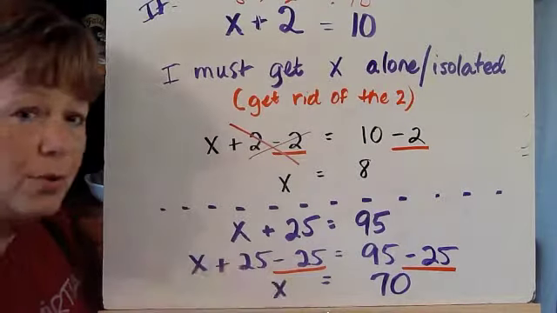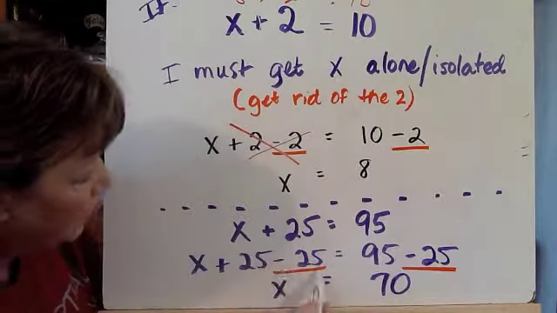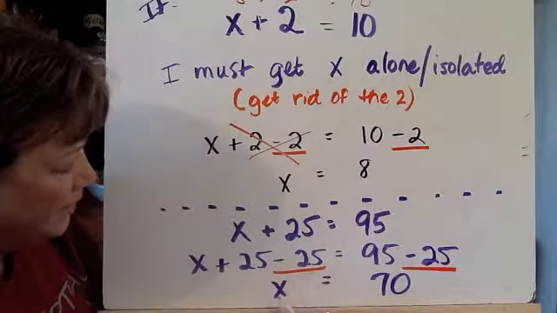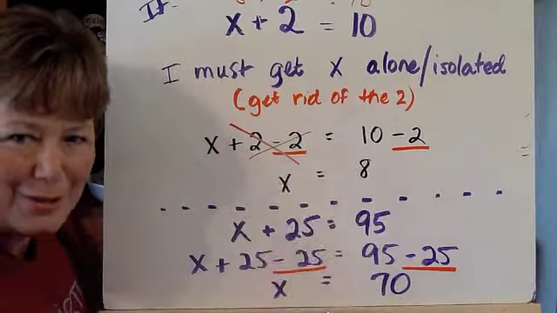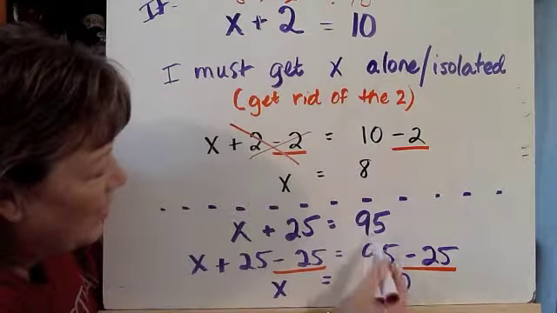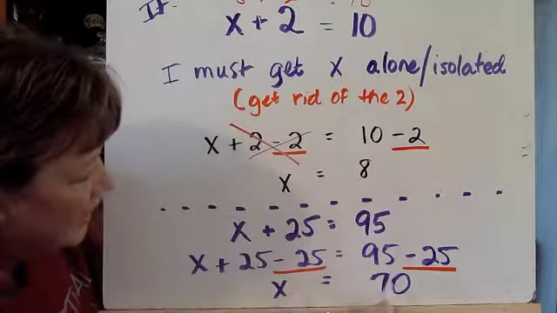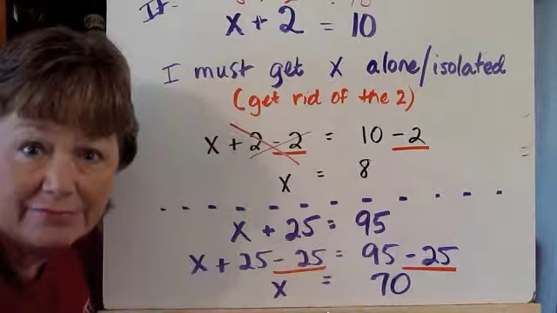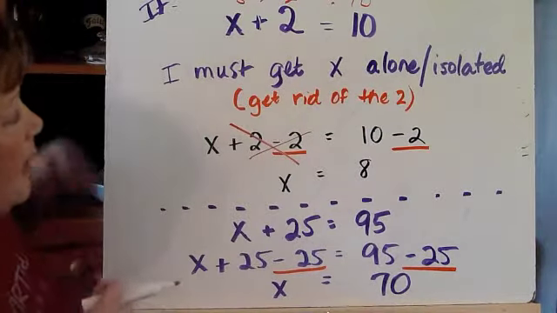So I have to do it on both sides of the equation. So I have x plus 25. If I take away 25, that's going to leave me with nothing but x. If I do it to one side, I must do it to the other. So I have 95 take away 25. So x equals 70. I'm getting the x alone by keeping both sides balanced.